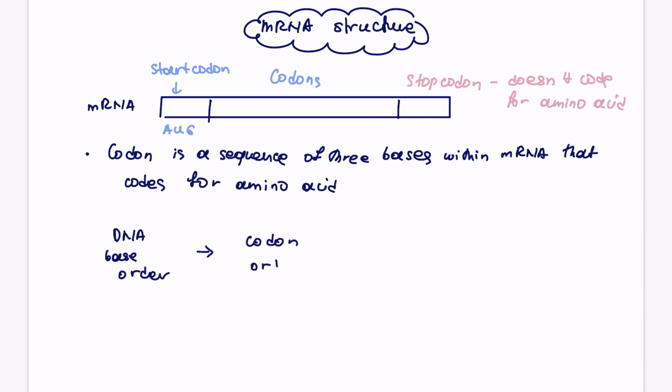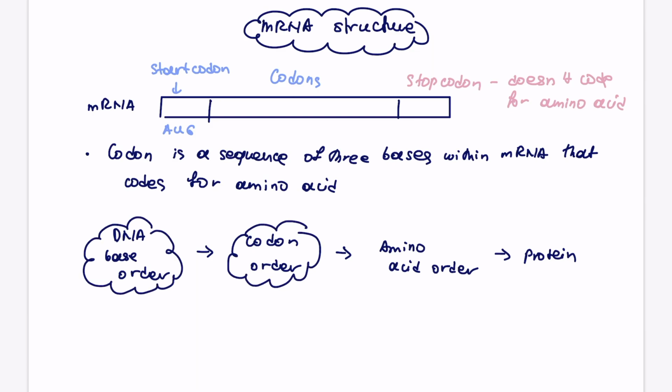mRNA. So, right, guys, remember, this will be a very good place to make a flow chart here. So DNA base order is important and will be coding for a codon order. Codon order will then code for amino acid order, which will code for protein. And just have that as an overview.